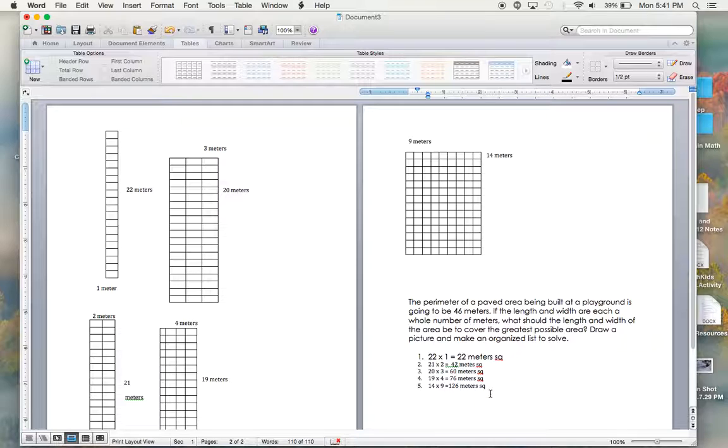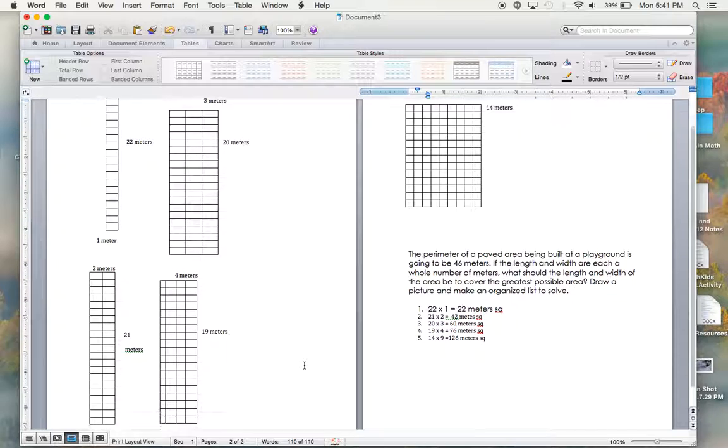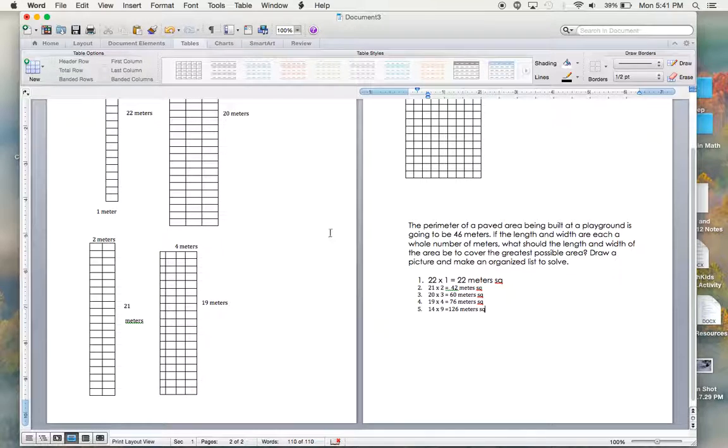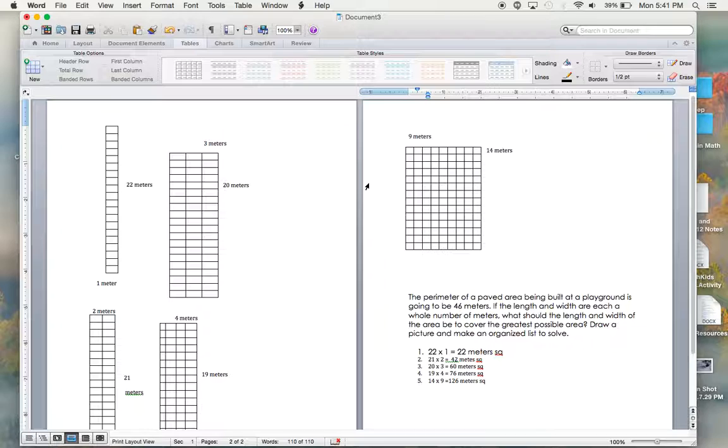So you can see that the area is getting bigger and bigger as it's getting closer to looking more like a square. Now, I haven't shown you all the possibilities, but I've shown you 1, 2, 3, 4, and then I didn't show you a 5 meter, a 6, a 7. And it can get a little bit larger than 9 by 14. But that is the pattern that you would find.